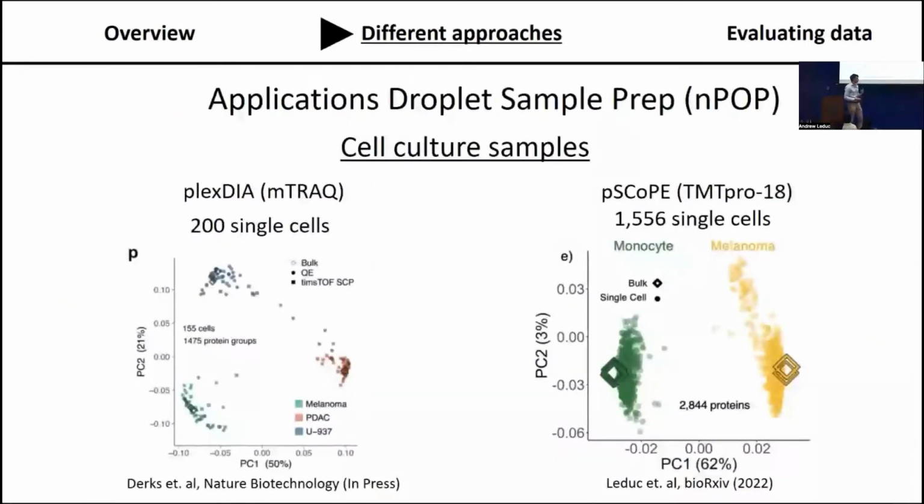And so, don't just take my word for it. Along these lines, we've published data utilizing different multiplexing schemes on different cell culture samples, as you saw in some of the earlier data from the plexDIA method with the 3 different cancer cell lines, and also in our nPOP preprint, where we prepared over 2,000 single cells in a day, and about 1,500 single cells made it to the end of the analysis, which you're seeing in the plot on the right-hand side.